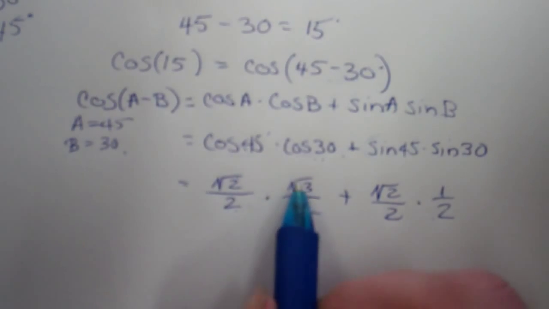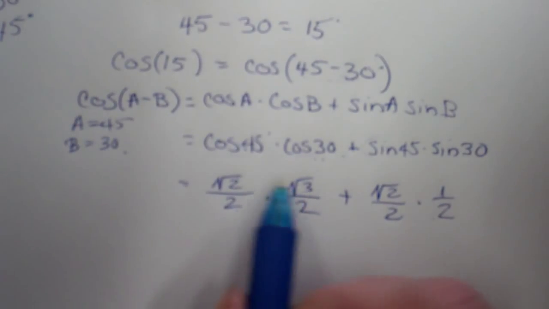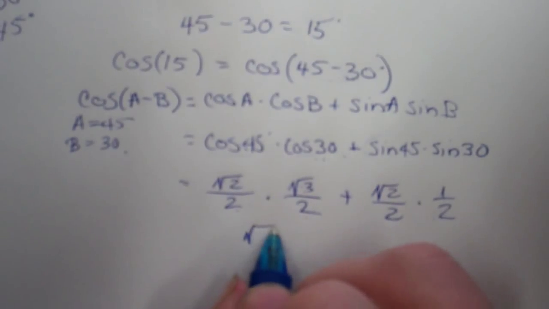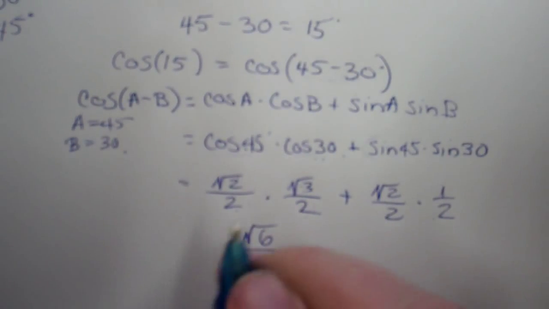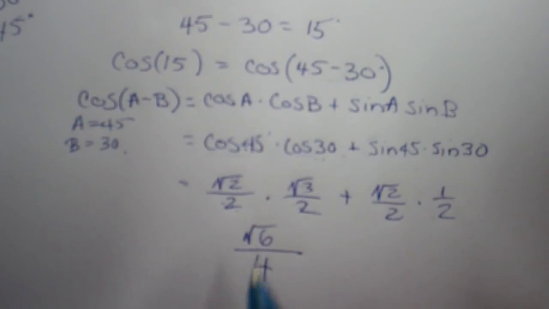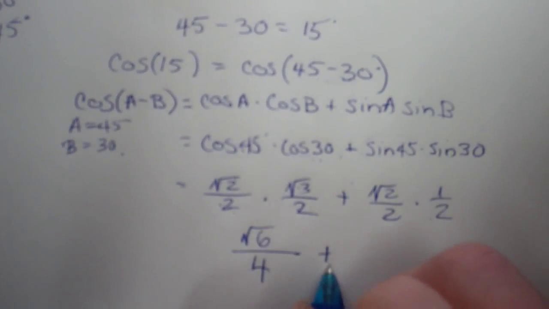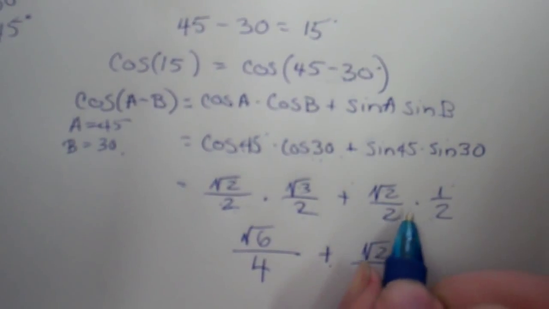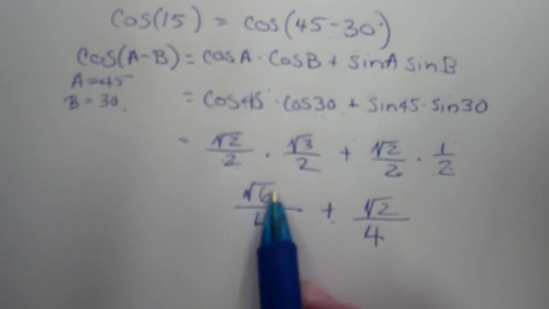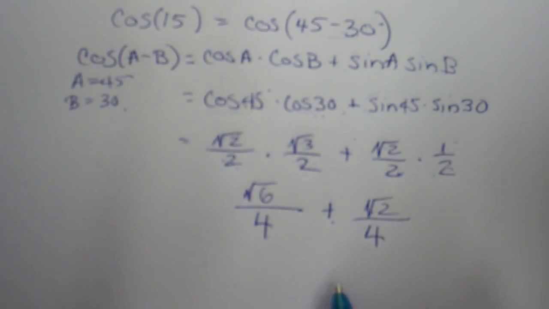Radical 2 over 2 times radical 3 over 2. You multiply the numerators together. Radical 2 times radical 3 is radical 6. And then you multiply the denominators together. 2 times 2 is 4. Bring down this plus sign. Radical 2 times 1 is radical 2. And 2 times 2 is 4. So we have radical 6 over 4 plus radical 2 over 4.